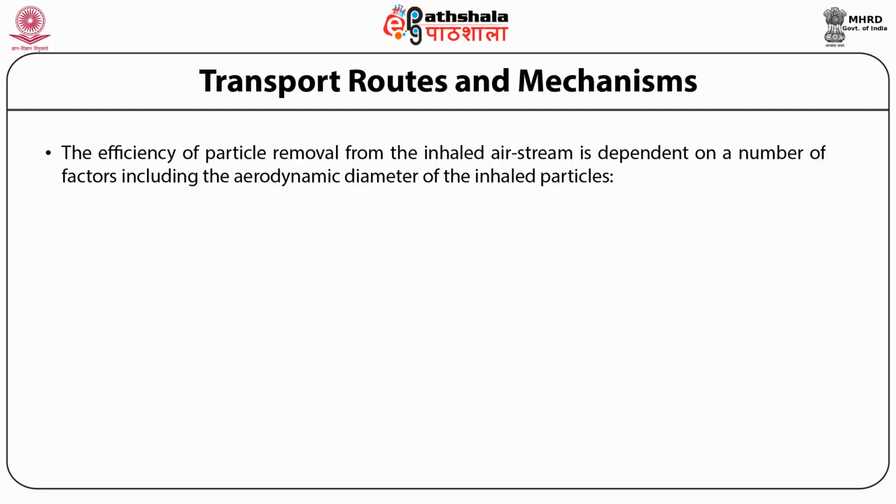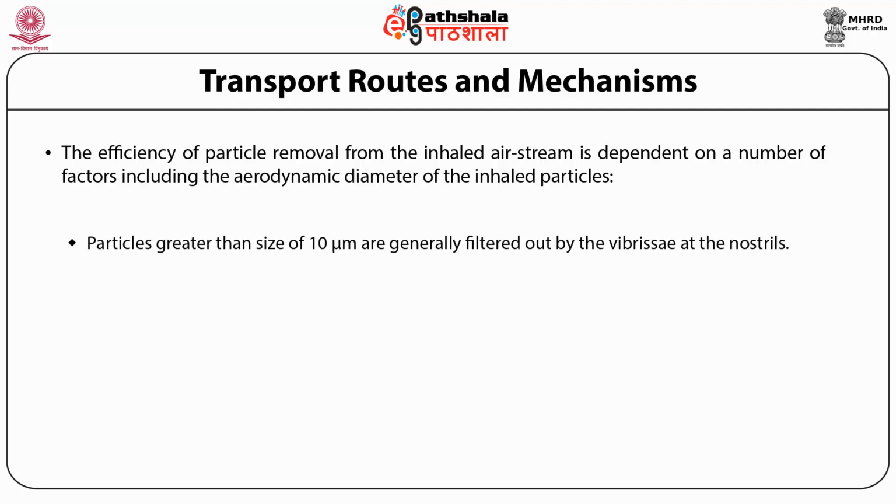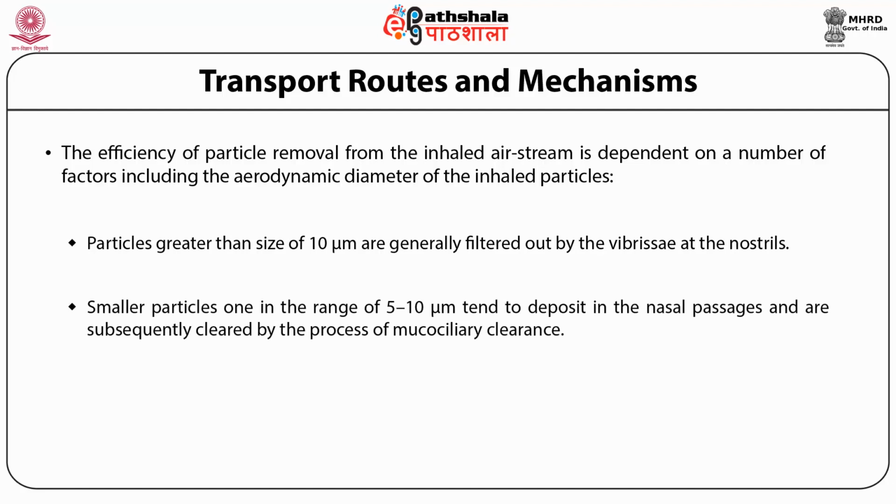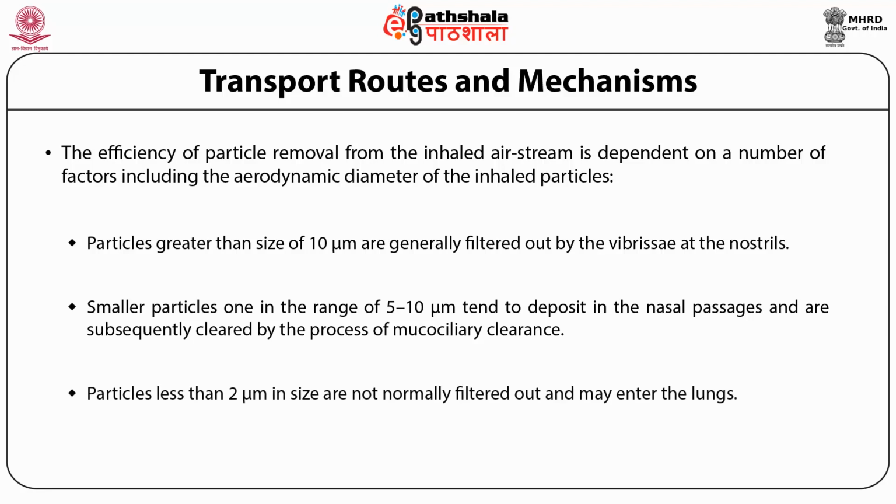The efficiency of particle removal from the inhaled air stream is dependent upon a number of factors which include the aerodynamic diameter of the inhaled particles. Particles greater than 10 micrometers are generally filtered out by the vibrissae at the nostrils. Smaller particles in the range of 5 to 10 micrometers tend to deposit in the nasal passages and are subsequently cleared by the process of mucociliary clearance. Particles less than 2 micrometers in size are not normally filtered out and may enter the lungs.